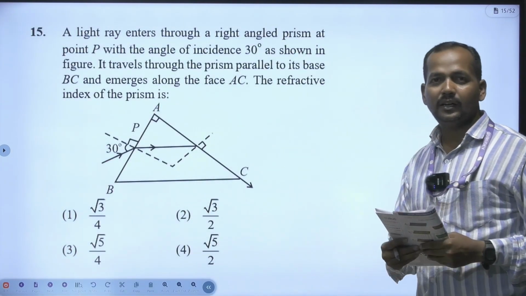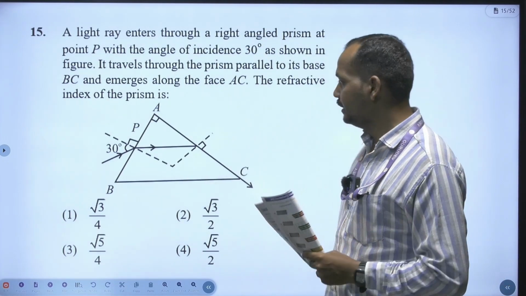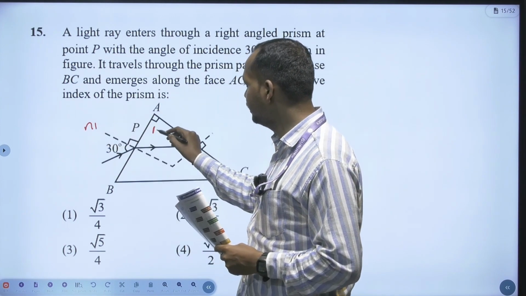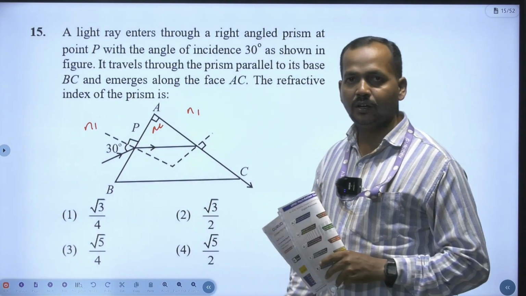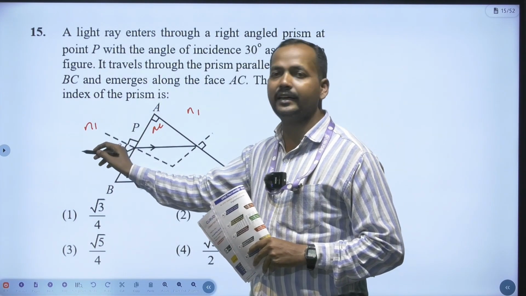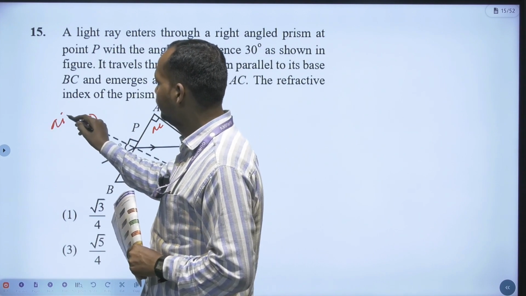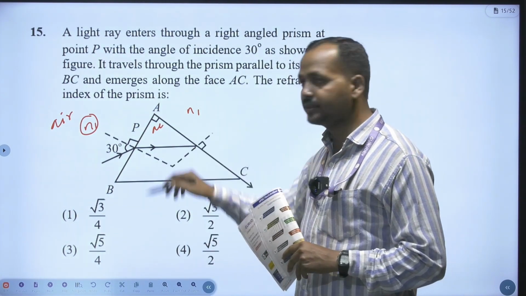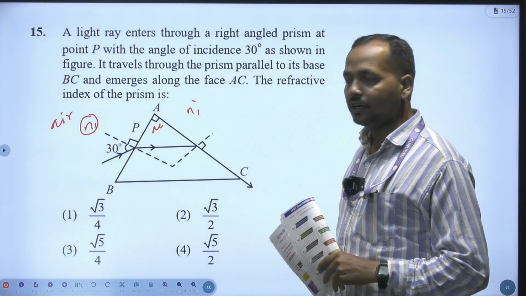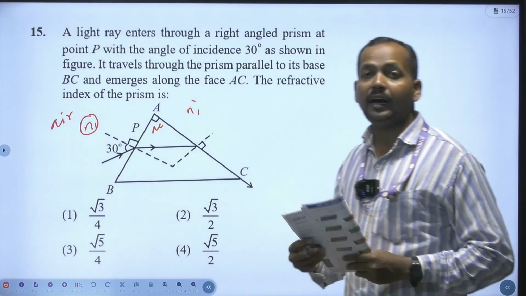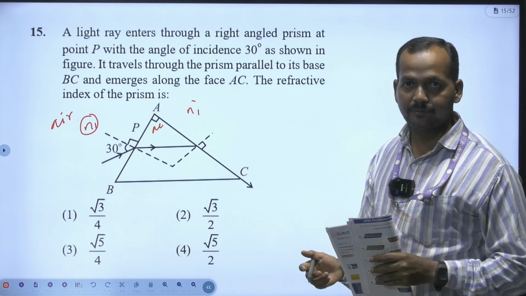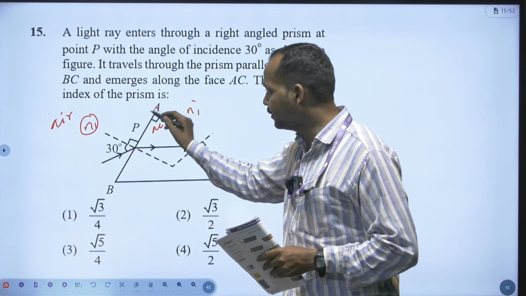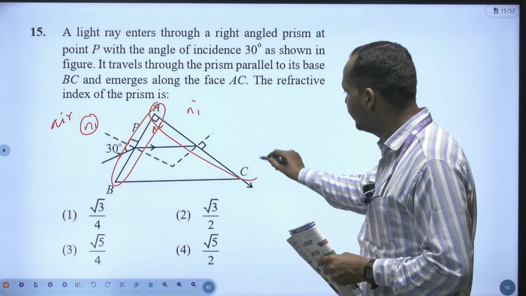Next, question number 15. It is a little bit lengthier, but still you can solve it. This question is based on the prism. Here this is N1, this is mu, and this is again N1. Whenever light travels from N1 to mu, N1 is air here. For air, the refractive index is 1. Now you have to calculate mu, the refractive index of this prism or glass. The angle of incidence is 30. We have the formula N1 sin I = N2 sin R. Based on that formula, we can consider each surface individually.